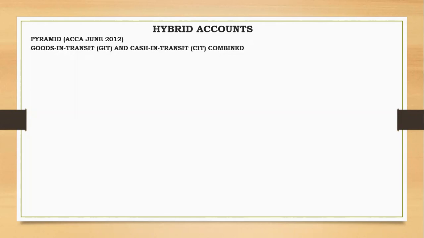So today we're just going to take a look at goods in transit and cash in transit, all combined in a single question. This comes from ACCA June 2012, the question known as Pyramid. All right, now I'll just go directly to an example and see what we have to do.